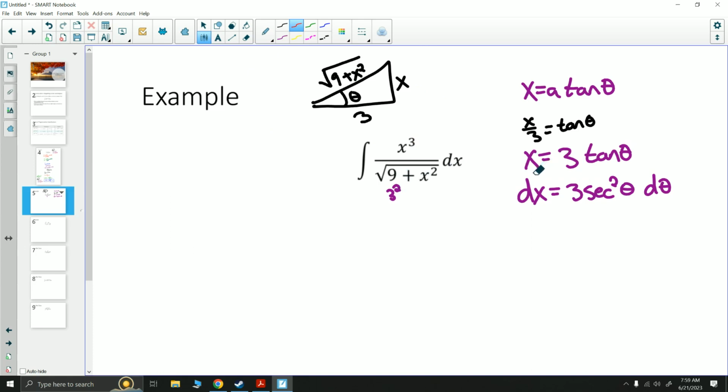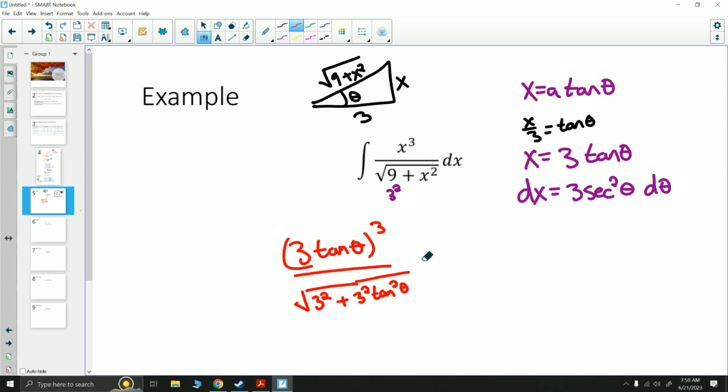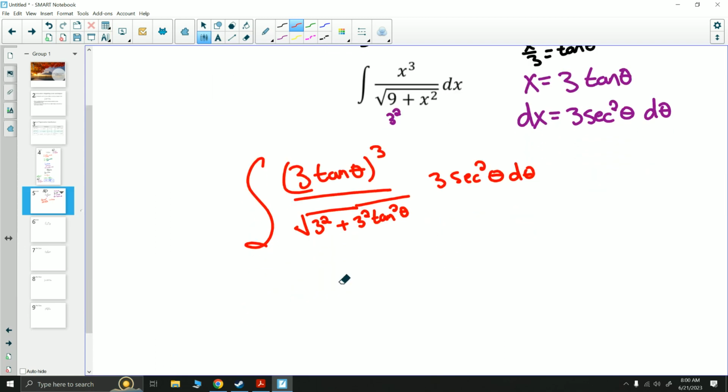Alrighty, so if we take a look at this thing, let's start replacing these things. So x is 3 tangent theta. That is to say x here is going to be our 3 tangent theta cubed over the square root of 3 squared, I'm going to write it like that, plus x squared, which, our x is 3 tangent theta, would be 3 squared tangent squared theta. Dx we're going to replace with 3 secant squared theta d theta. And this is all our integral.